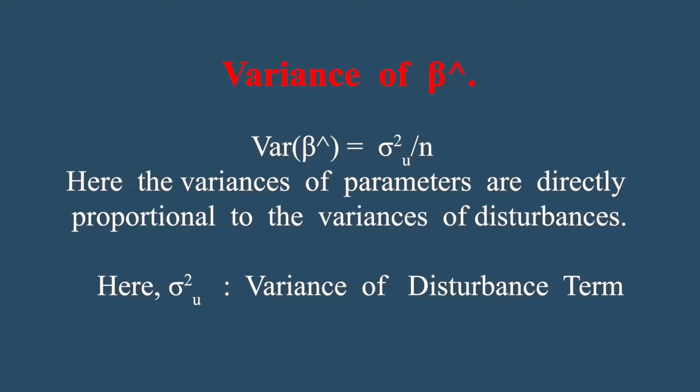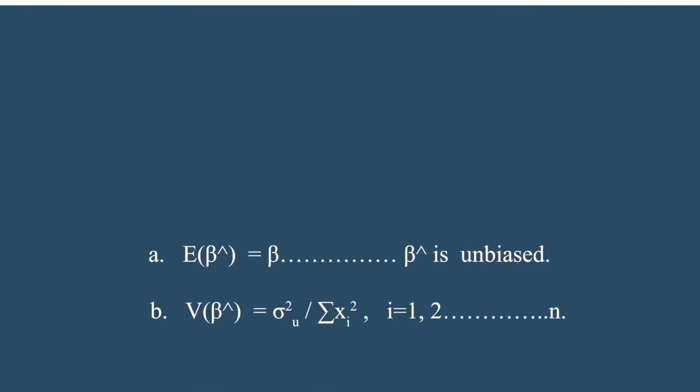So we want to say that the variance of the parameters, whatever we find out, is directly proportional to the variance of the disturbances. That means if sigma square u is on the rise, then the variance of beta hat will also be increasing, and so sigma square u plays an important role in this testing procedure. It has to be taken care of, or incorporated within the testing process.